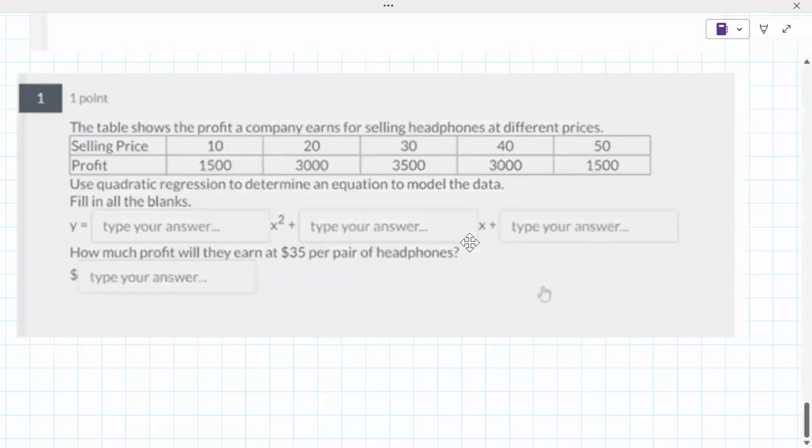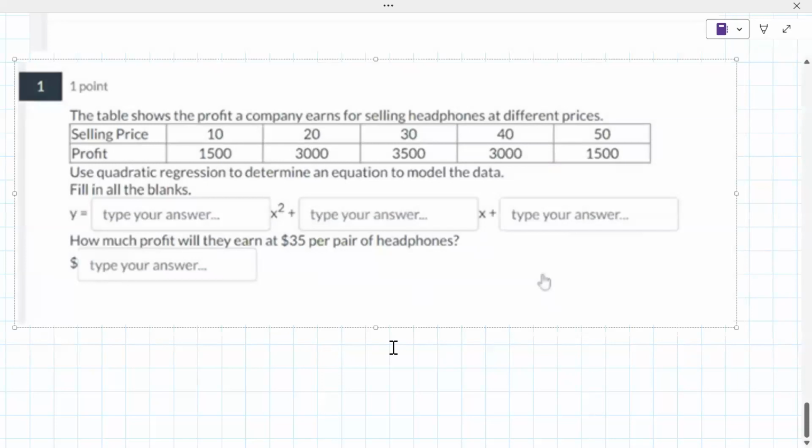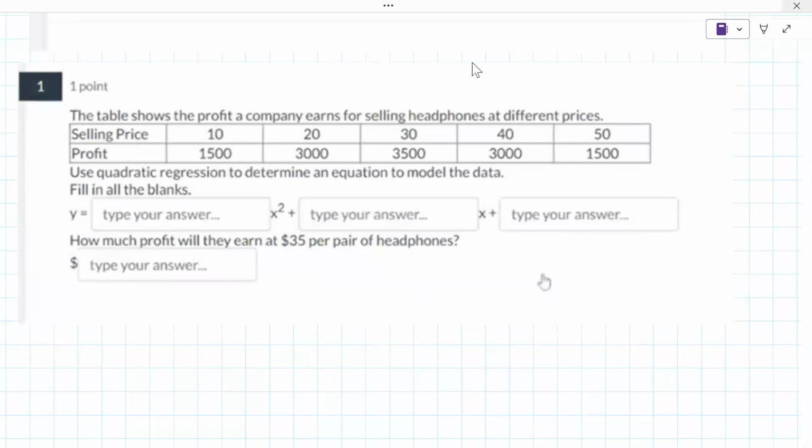Can you look at this table and tell me where the vertex is? The vertex. Oh, sorry, never mind. So let's use quadratic regression. Let me just check something here before we do that.